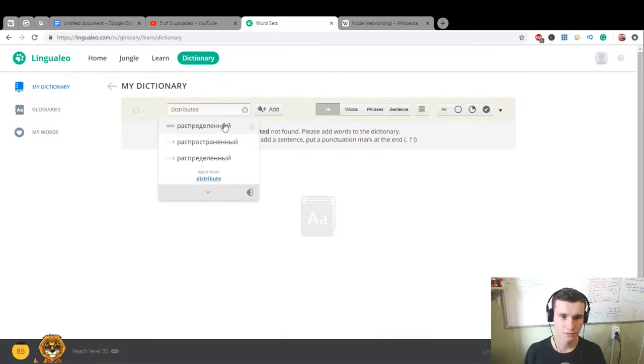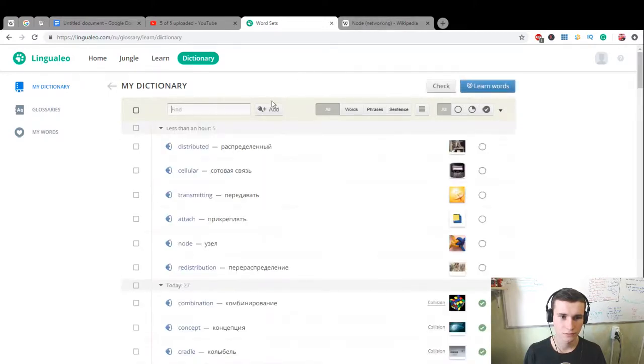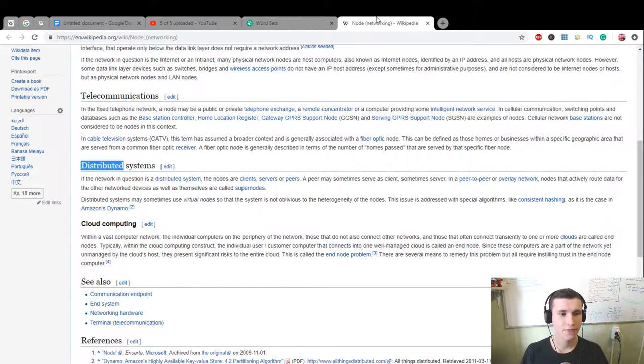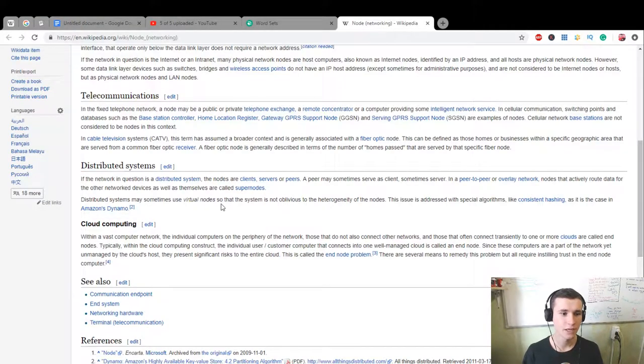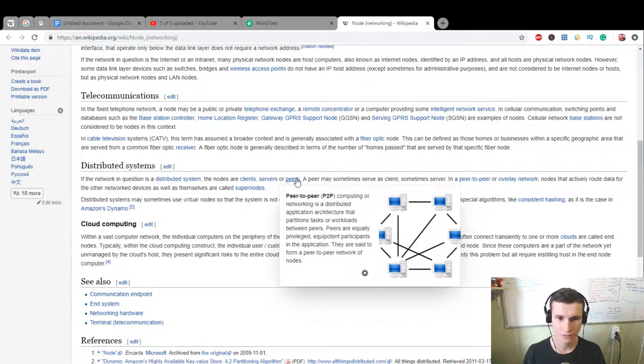Distributed system. If the network in question is a distributed system, the nodes are clients, servers, or peers. A peer-to-peer computer network is a distributed application architecture that partitions tasks or workloads between peers.